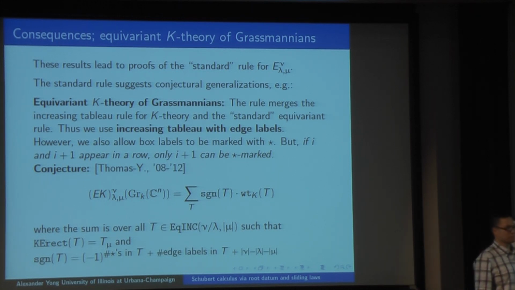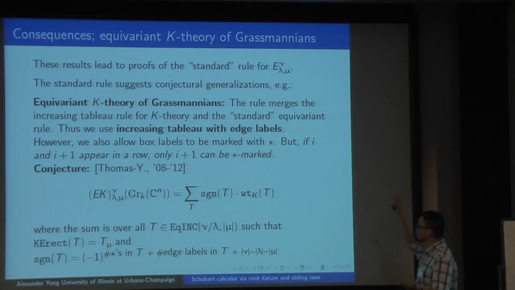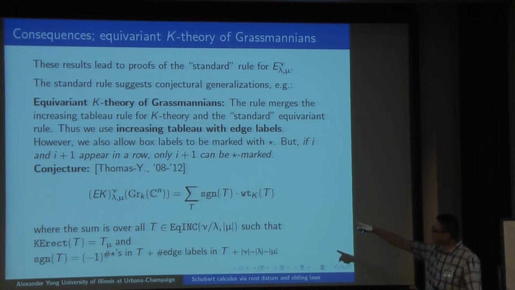Well, what should the generalization be? I mean, equivariant K-theory includes K-theory and involves equivariant cohomology. So it must use increasing tableau and it must use edge labels as well. And this is true. But that's not the complete truth. The complete truth is that there's one extra condition: you're allowed to star boxes and star labels with a star. And there's this italicized condition that if i and i plus 1 appear in a row, only i plus 1 can be starred. And now, with that condition, we have something completely analogous to the equivariant structure constant theorem.